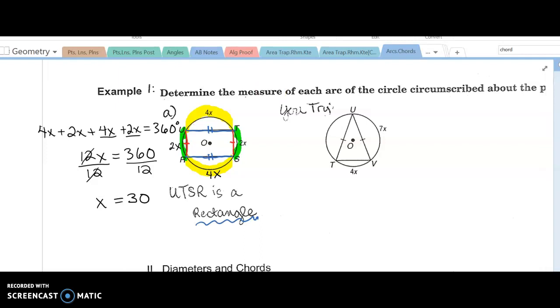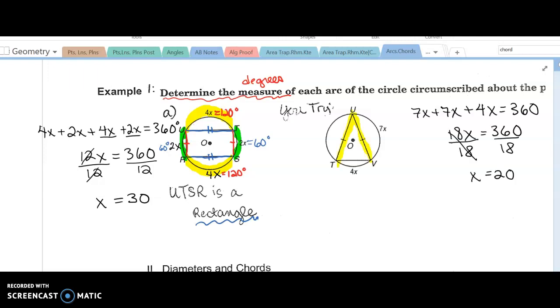We were supposed to be determining the measure, figuring out how many degrees each of these arcs is. And so 4 times 30, if I plug that back in, would be 120. So this would also be 120. And then 2 times 30 would be 60. And this guy would also be 60. Okay, so pause the video, give it your best effort, and then come back and let's talk about it.